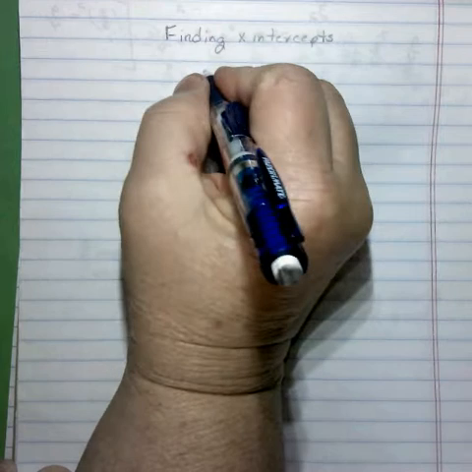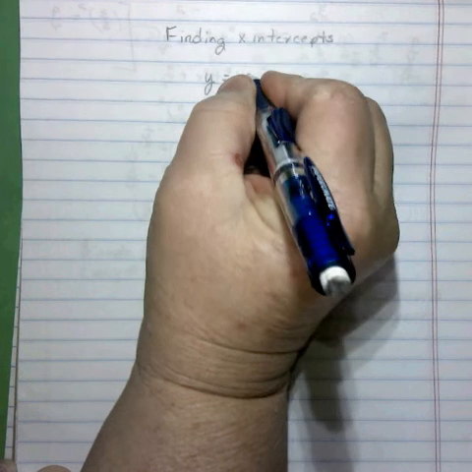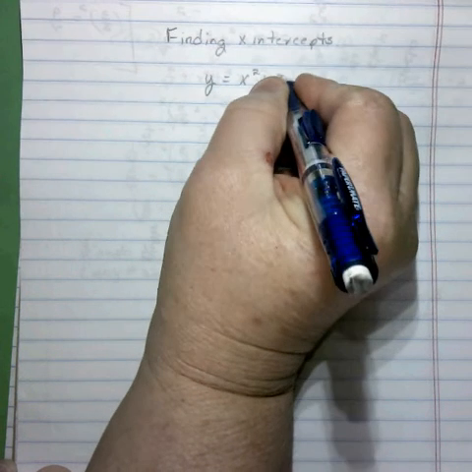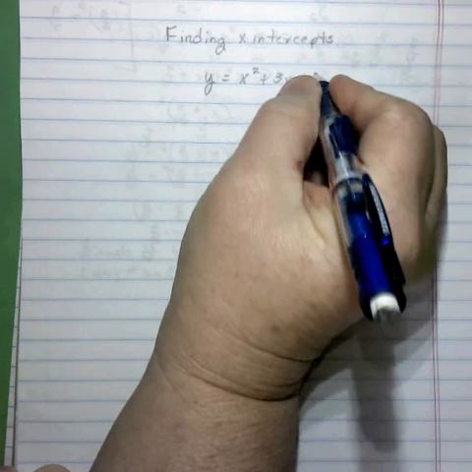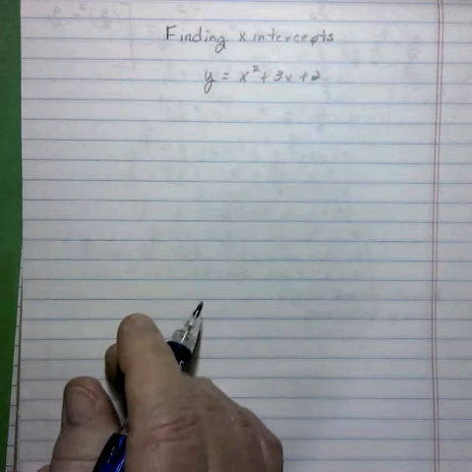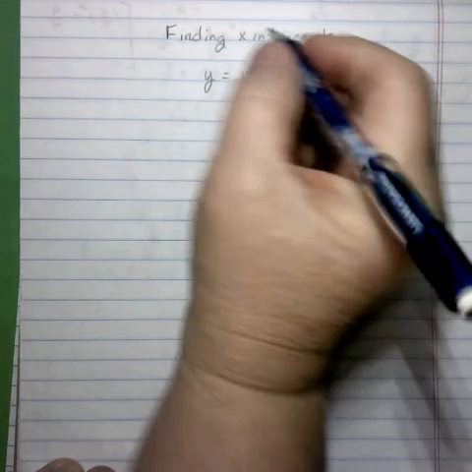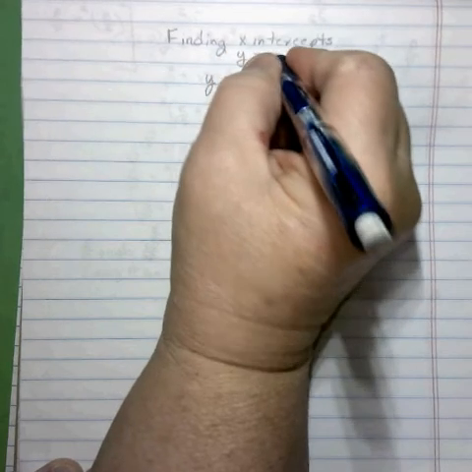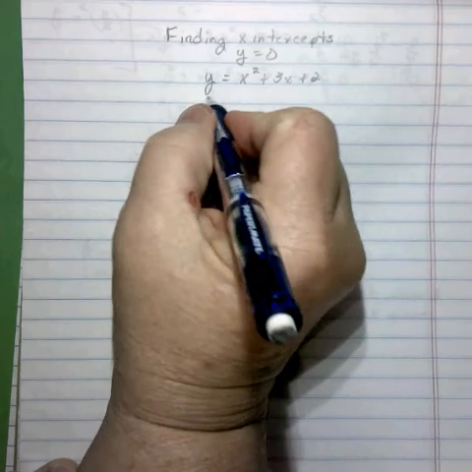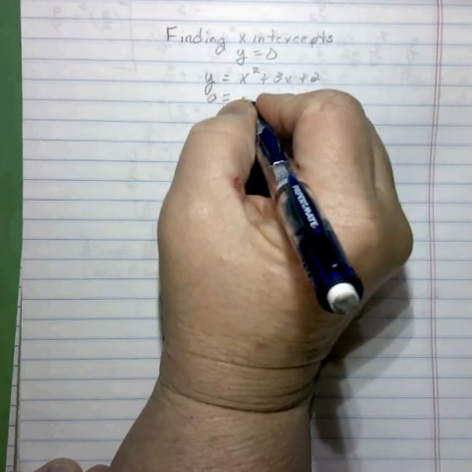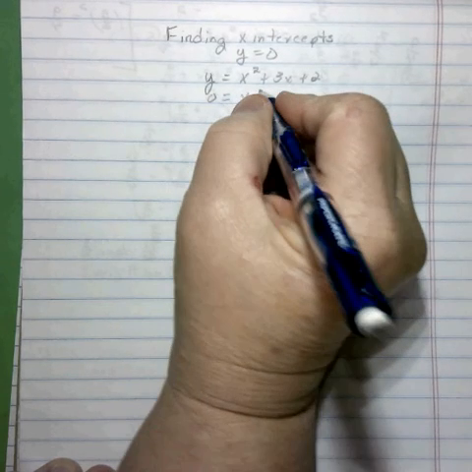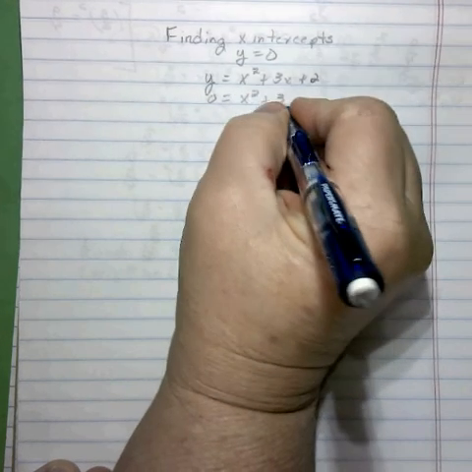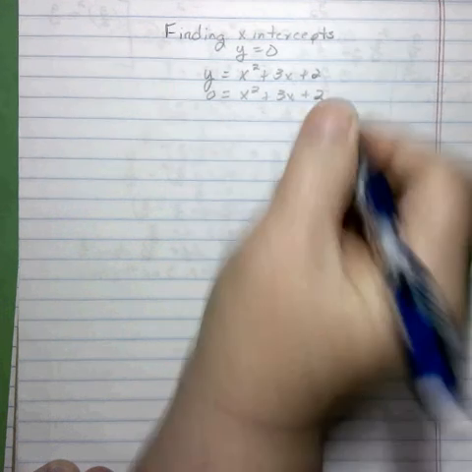We're looking at finding x-intercepts with quadratics. The first equation I want to show you is y equals x squared plus 3x plus 2. When we want to find x-intercepts, we're going to let the y equal 0. So we substitute 0 for the y. So we have 0 equals x squared plus 3x plus 2.